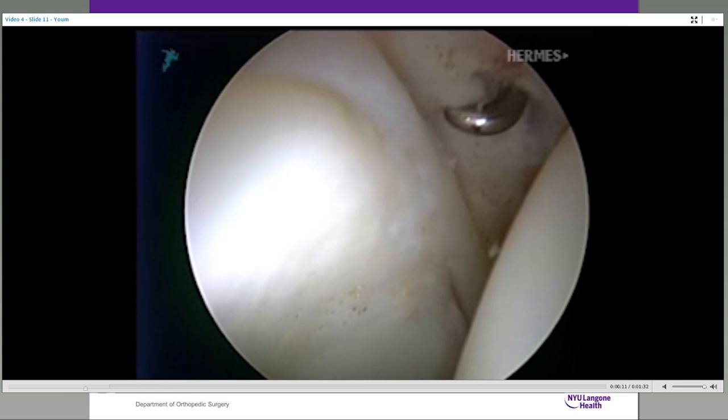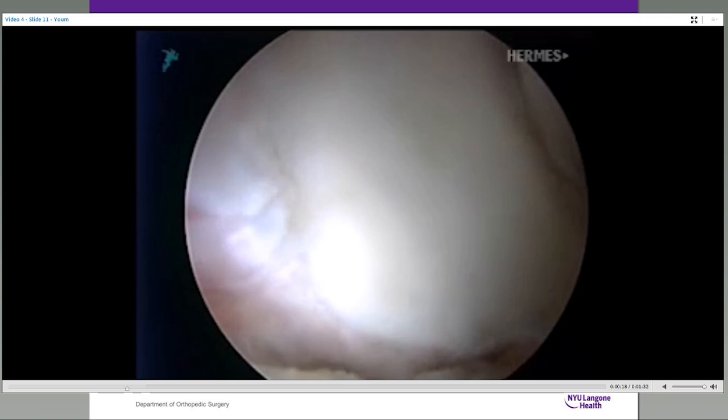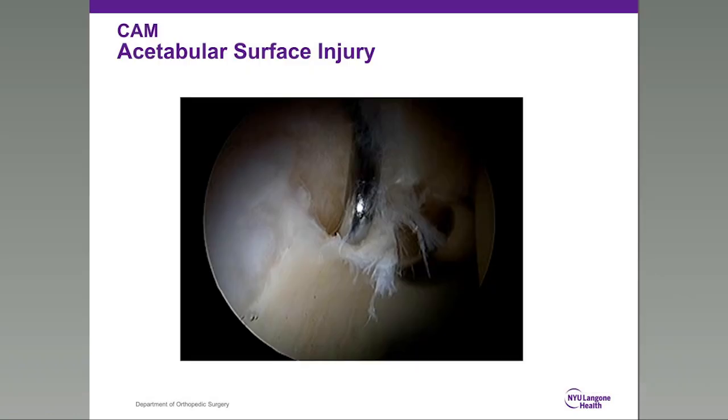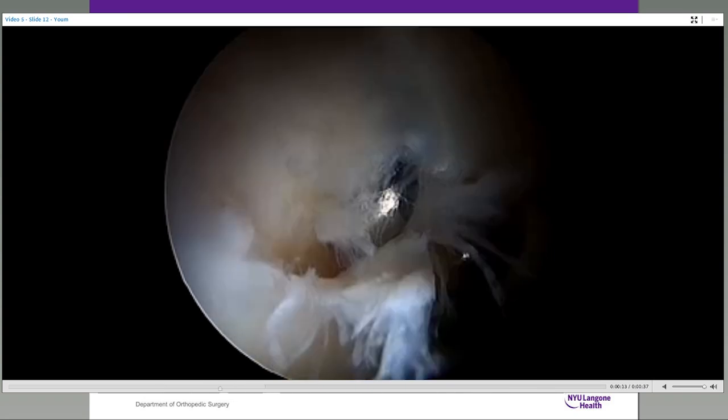What that delamination or pita lesion eventually becomes is a full thickness cartilage lesion. And if you imagine this in a young person, when you go in for a hip arthroscopy, it's a very unsettling sight because this is what eventually leads to a hip replacement.